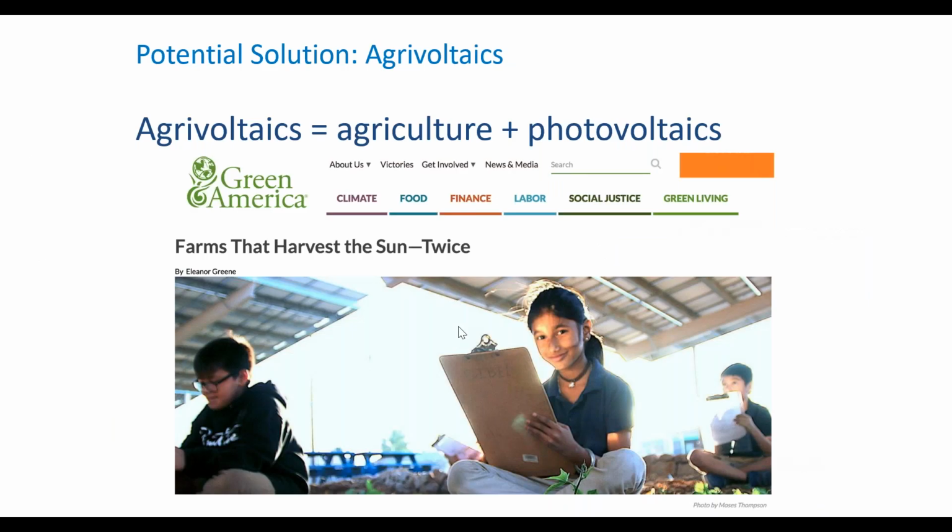So one of the areas that we've been exploring is a unique and innovative solution to this, which is called agrivoltaics. That's combining agriculture with PV. A great way to think about it is that we're harvesting the sun twice. We're not only producing energy, but we're using that sunlight that's either passing through the panels, reflecting off them, or getting around them to provide some other benefit towards agriculture.